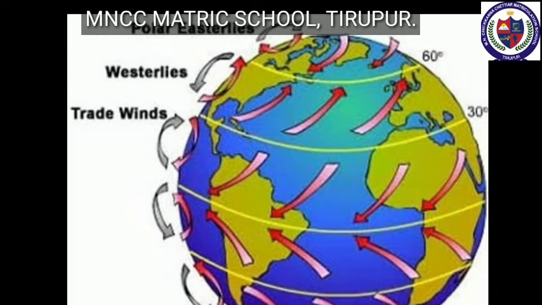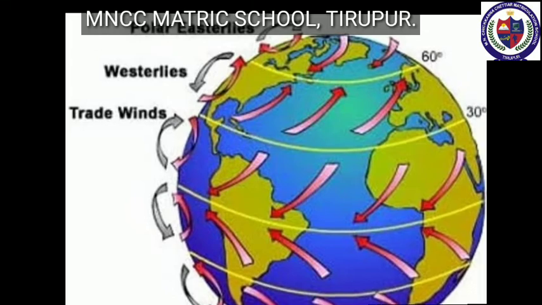Next, polar easterlies. Polar easterlies are cold and dry polar winds that blow from the polar high pressure belt to the subpolar low pressure belt. These are weak winds that blow from the northeastern direction in the northern hemisphere and the southeast direction in the southern hemisphere.